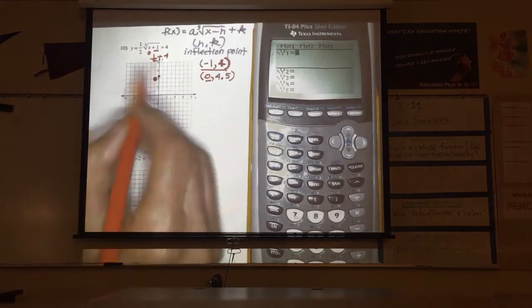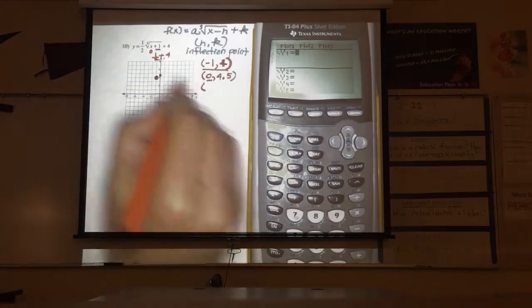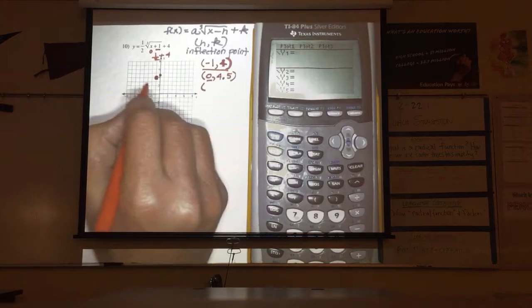Well, let's get negative 1 now. We can take the cube root of 1. We can also take the cube root of negative 1. I'm going to use the same color. So you can see these are mirrors of each other.